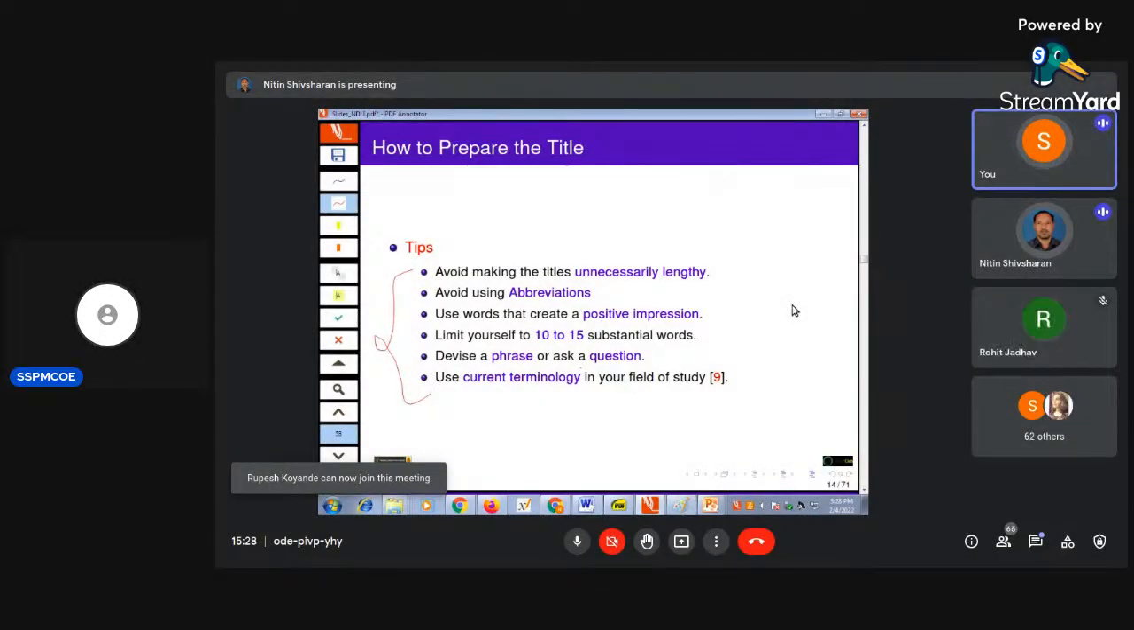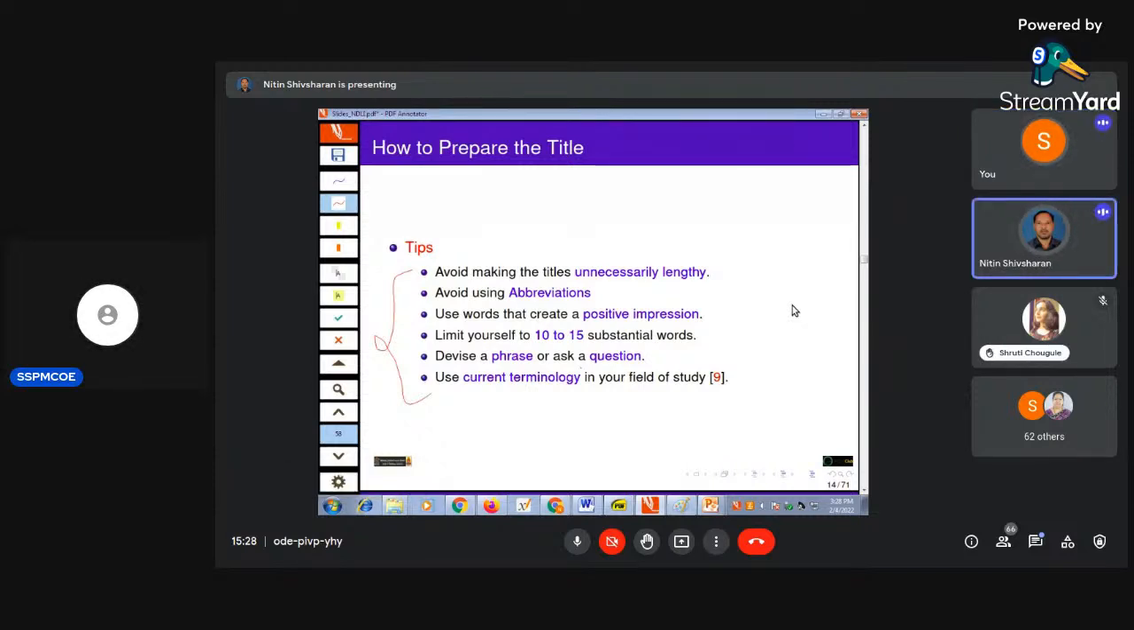while preparing the title for your research paper, because the title is a very important component in your research paper, because most of the readers read the title.